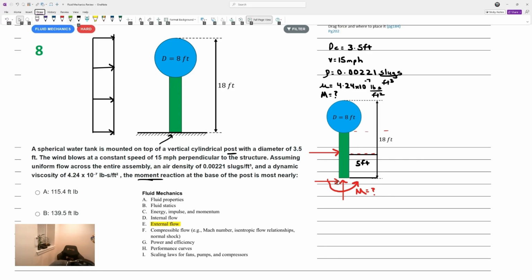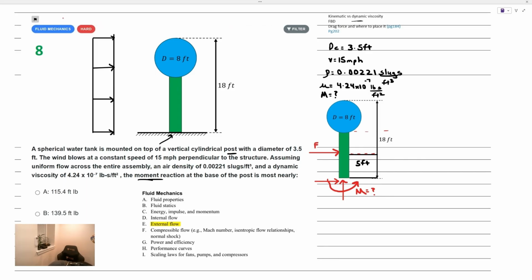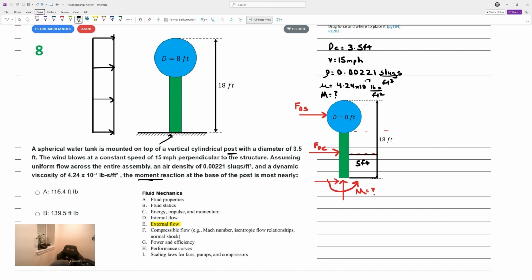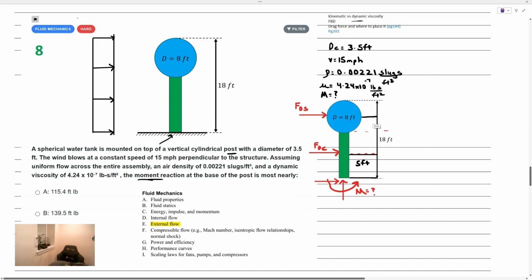So that would be the drag force on the cylinder. I'm going to call that F, the cylinder. And additionally, there is a drag force on the sphere. We would place that at the centroid of the sphere. Drag force for the sphere. Okay, and that will be placed at 18 minus 4, 14 feet from the base here, such that we could take a moment about this point at the base so that we can get the counterclockwise moments equal to the clockwise moments.